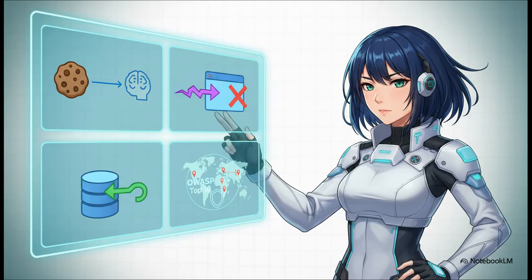So let's do a quick recap. What are the key takeaways from all this? We learned that we use cookies to give the forgetful web a memory. We saw how attackers use XSS to inject malicious code into websites, and SQL injection to trick databases into giving up their secrets. And we know that the OWASP Top 10 gives us that strategic map to fight back effectively.